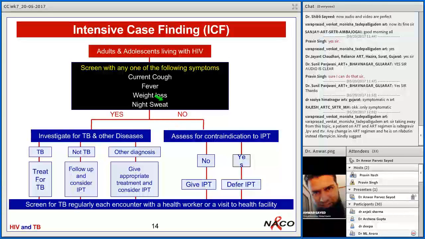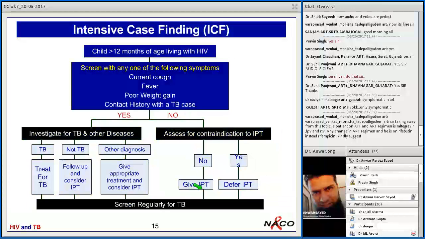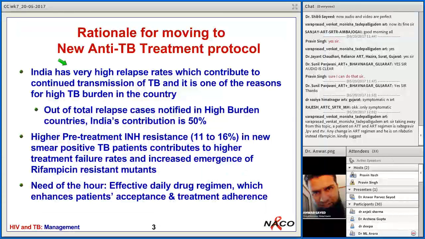If there is no symptom from these four, then assess the contraindication to IPT, and if there is no contraindication, IPT is started. That is prophylactic therapy for TB. We'll discuss that. Same thing happens in children above 12 months of age. In children below 12 months of age, this algorithm is not followed. There, very specific signs and symptoms of TB are observed, and diagnosis is made based on that.